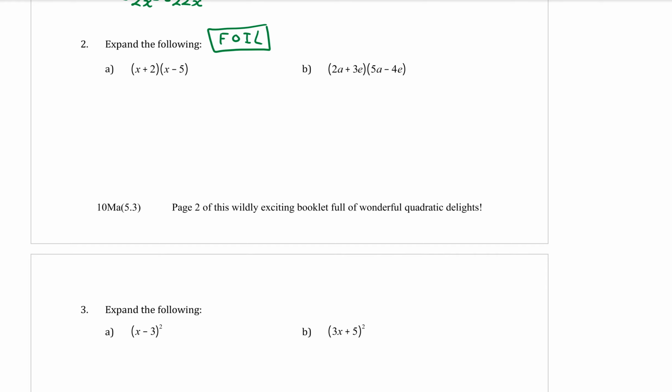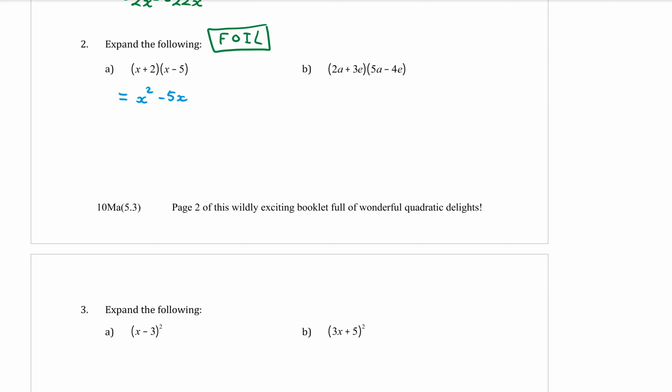So for part A, starting with the F for first, that means the first thing in each bracket, x times x, makes x squared. Then we move on to the O. O stands for the outside ones, the two on the outside edge, those two there. So we go x times minus 5, which is minus 5x.